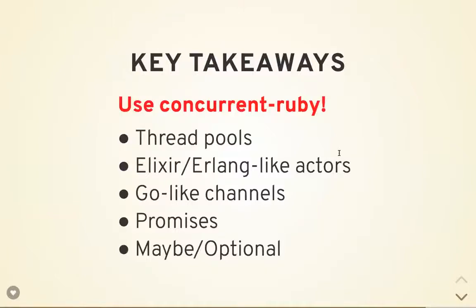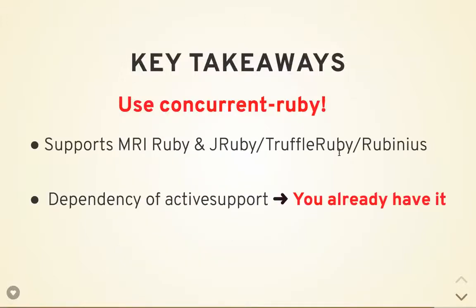So thread pools, actors, channels, promises, etc., if you want to get really fancy. But one of the important things, which I actually missed here, is the thread safe data structures, like things that you can use and you pass around and they will know that they work under concurrency. It supports all of the fancy Rubies, and if you were thinking about, oh, but I don't want an extra dependency, it's a dependency of active support. So if you wrote a Ruby web something, it's already there. Some of your dependencies have already pulled active support.